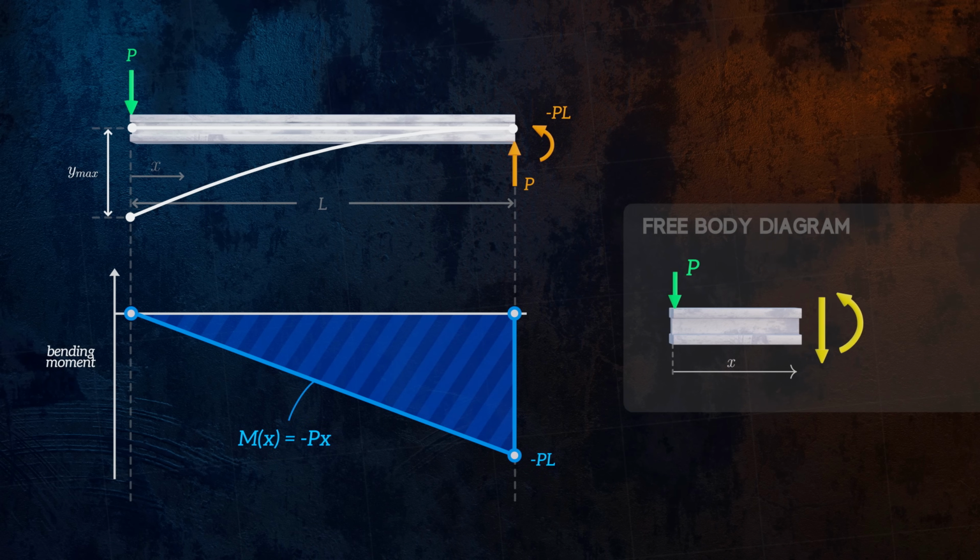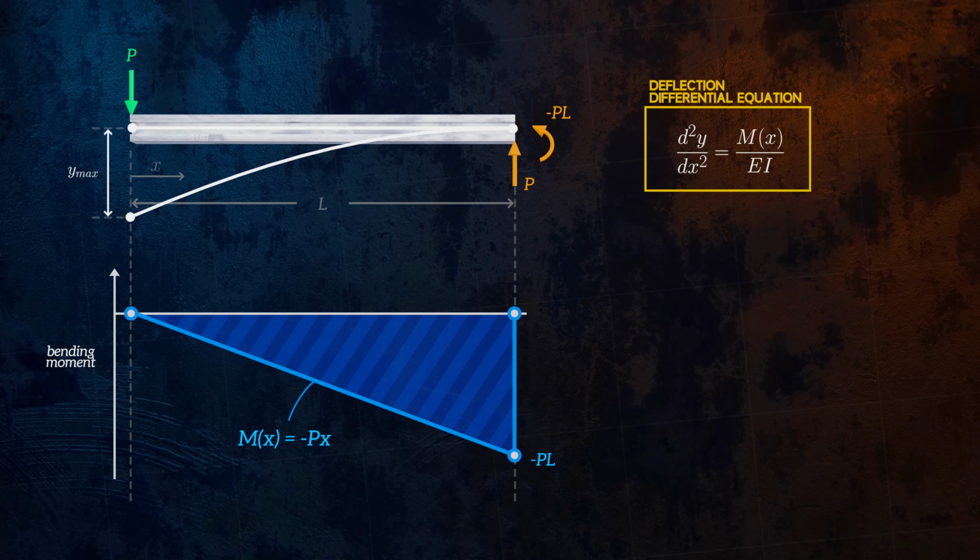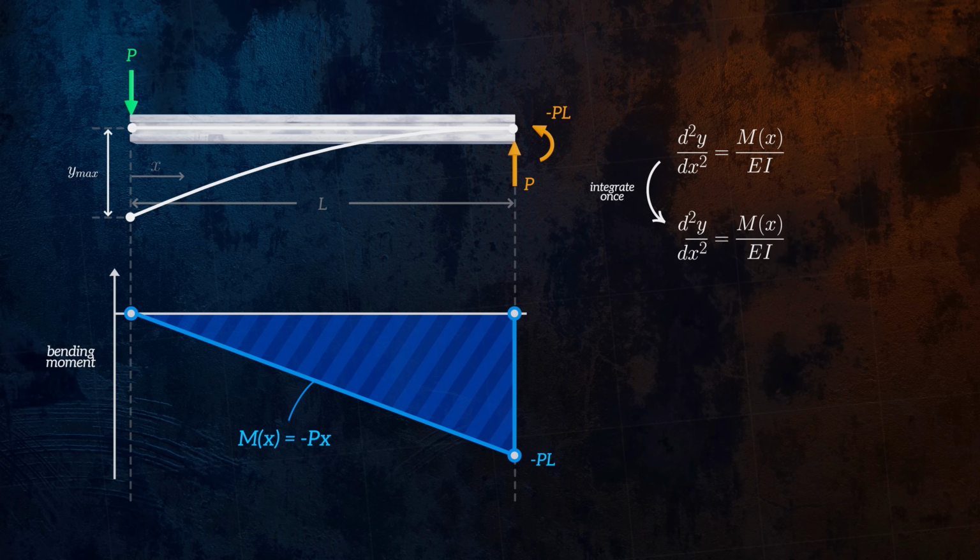We can insert this expression for M into the deflection differential equation and apply the double integration method to figure out how the beam will deflect. E and I are constant along the length of the beam, so we can pull them outside of the integral, and then integrate the equation for M with respect to x. Remember that whenever you integrate, you need to add a constant of integration at the end. We'll call it C1. It's an unknown for now.